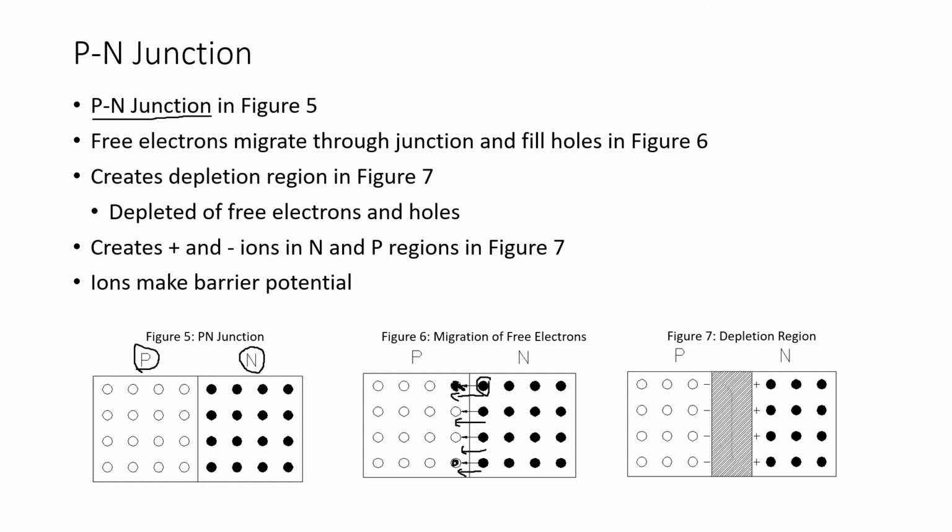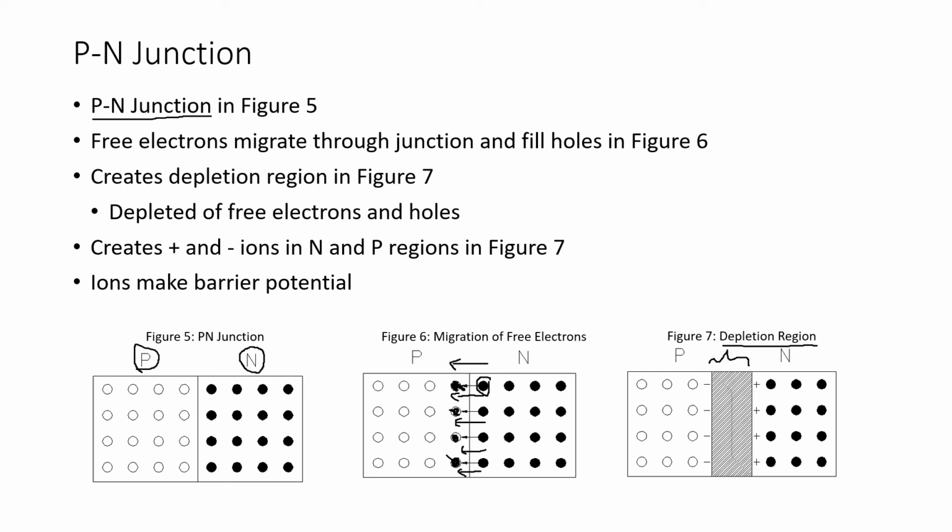Now, as these free electrons flow through the PN junction and fill the holes up, we end up with a region in the center here that is depleted of free electrons and holes, because the free electrons again have migrated through that junction to fill the holes up. So we've got this region called the depletion region that is depleted of free electrons and holes.